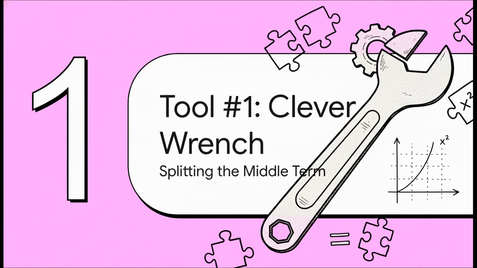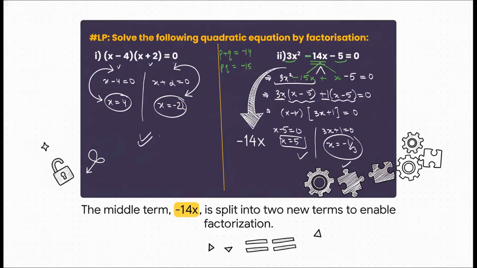Let's grab our first tool. I like to call this one the clever wrench. It's a really slick, elegant method that you might know as factorization, or more specifically, splitting the middle term. So check out how this works. You look at that middle term. In this case, it's -14x. The trick, the clever part, is to split it into 2 new pieces that work for us, which here are -15x and a positive x.